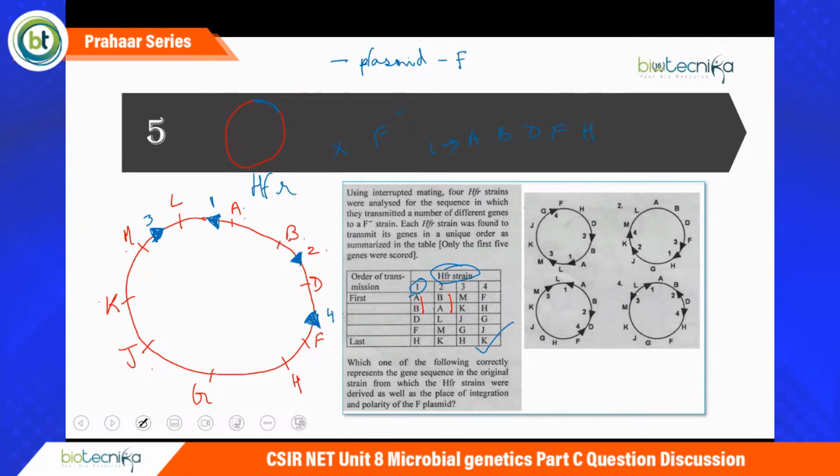Now you match it with the options. This is option 1, 2, 3, and 4. You will see that option 3 is matching with the map that we have created.